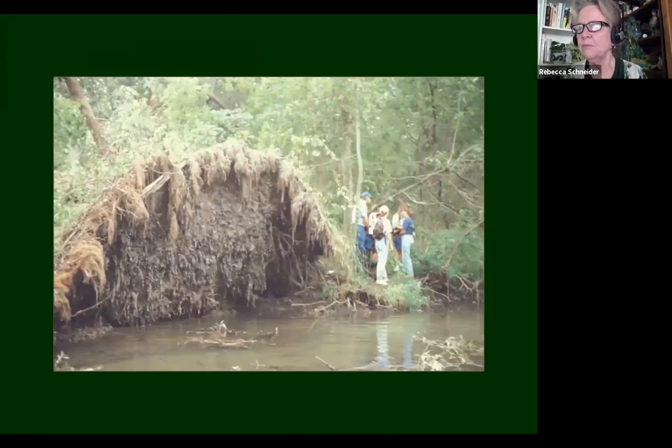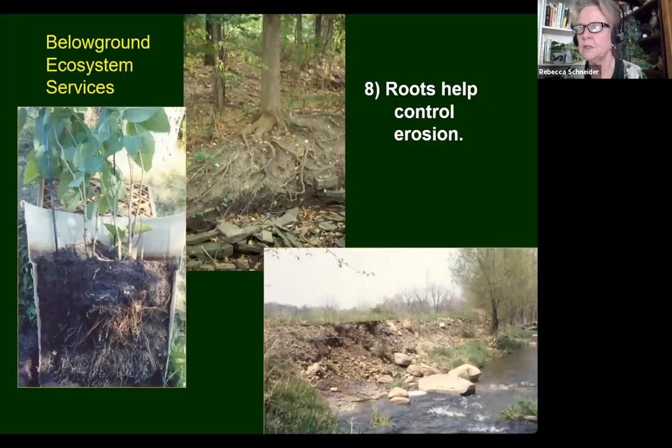There's the root system adjacent to a stream of a tree that's been knocked over. The roots are really critical to help reduce erosion along streams. So as we worry about water quality and sediment moving in streams, we want to have roots that'll hold the sediment in place.